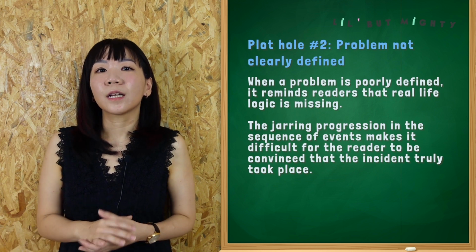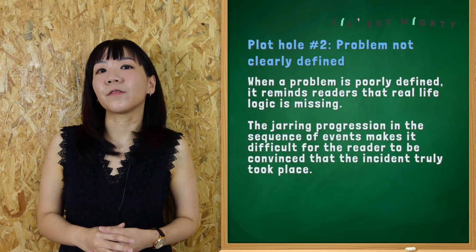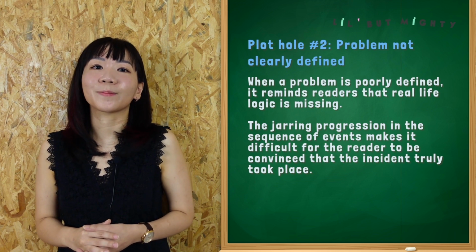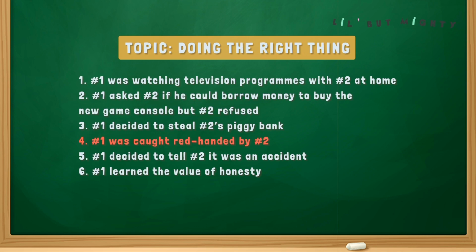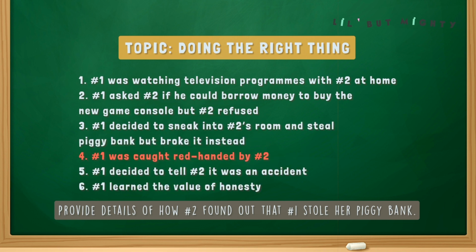If you noticed, the writer has actually forgotten to explain how number 2 discovered that number 1 stole her piggy bank. Here's the solution to number 2. Provide details of how number 2 found out that number 1 stole her piggy bank. Perhaps it was made of porcelain and placed on top of a shelf that was hard to reach. Number 1 tried to reach out for it, but dropped it instead.